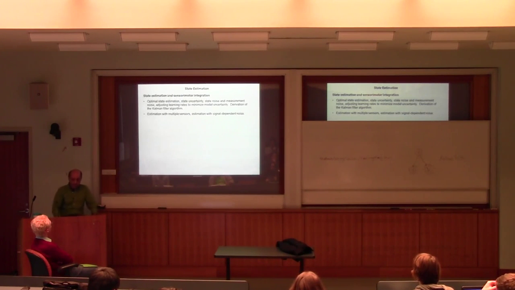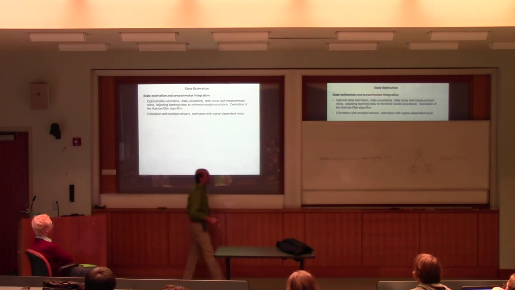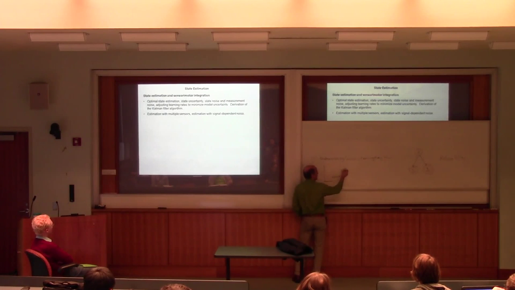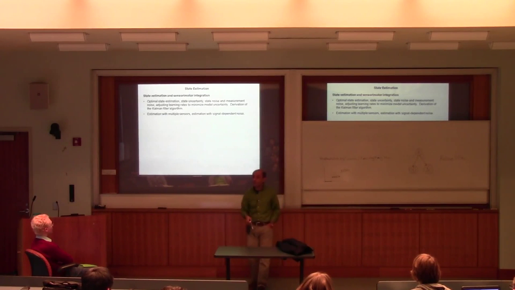So we're going to learn about the Kalman filter algorithm, and we're going to use it to estimate things when you have multiple sensors, when you have something called signal-dependent noise. What's signal-dependent noise? It's the kind of noise that looks like this. If you have a signal, if the value is small, maybe this is what the noise would look like. As the value increases, maybe this is what the noise would look like. If the value really increases, maybe this is what the noise looks like. Look at the noise here. The noise has grown larger as the mean of the signal has changed. This is called signal-dependent noise.